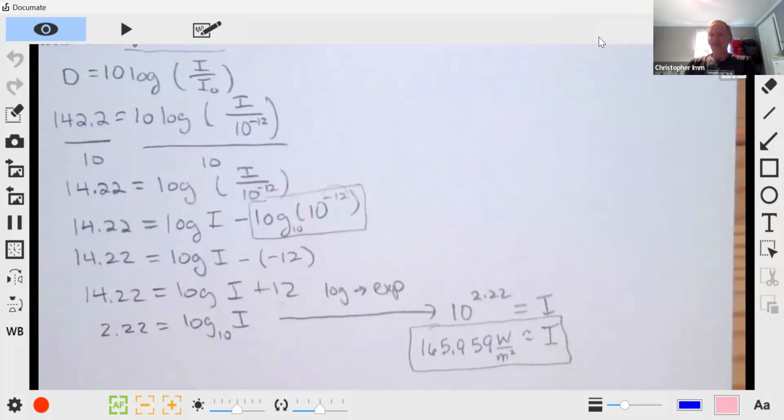All right, well, I hope that this has helped you with some of the properties of logs. They're really important, but once you get these rules down and some practice, you should be just fine.